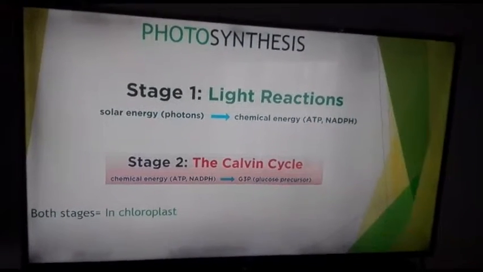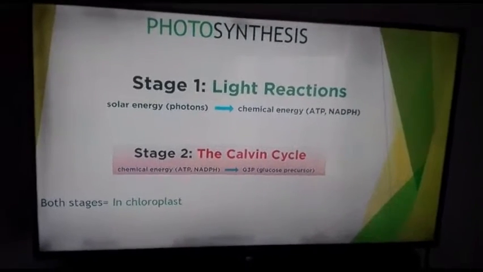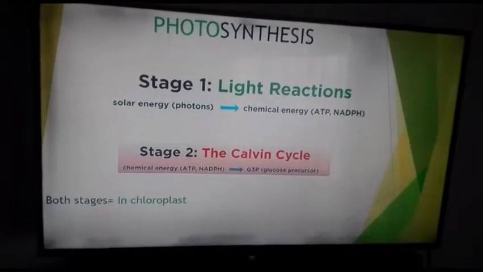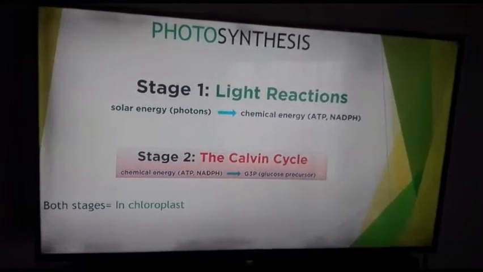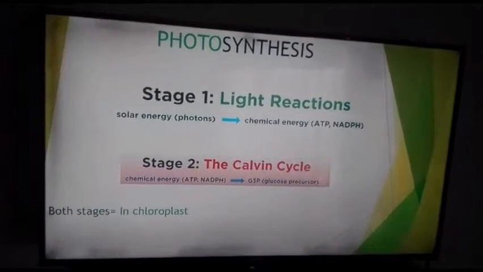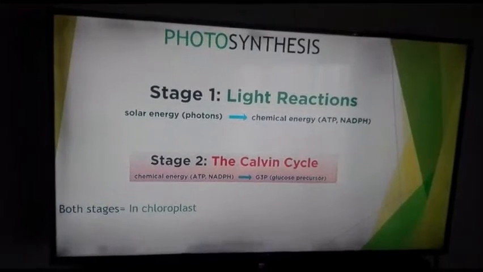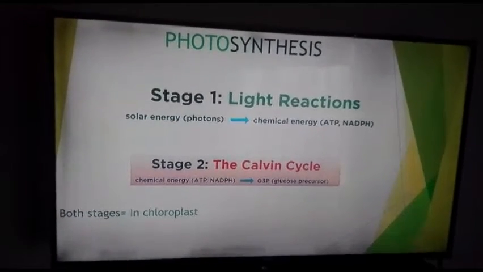Let's learn how photosynthesis works. It consists of two stages. The light reactions, where the solar energy transforms to chemical energy, and the Calvin cycle, where that chemical energy produces glucose. Both stages occur inside chloroplasts.